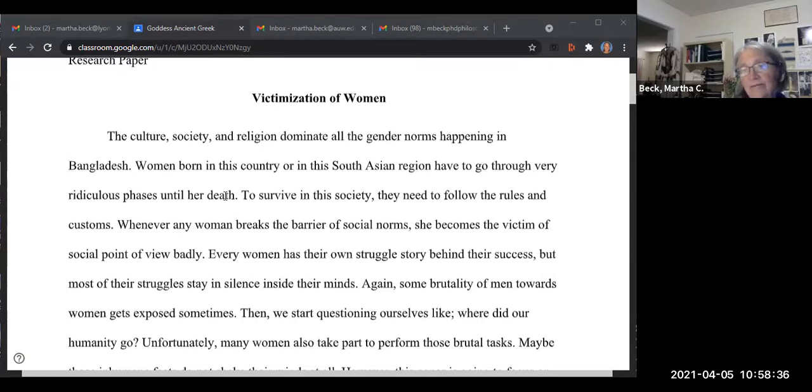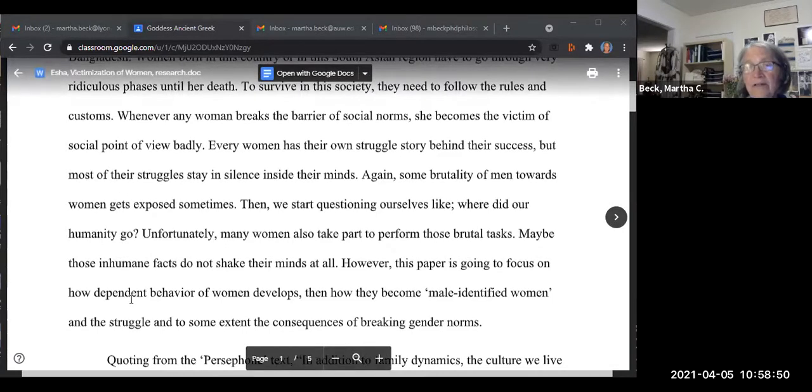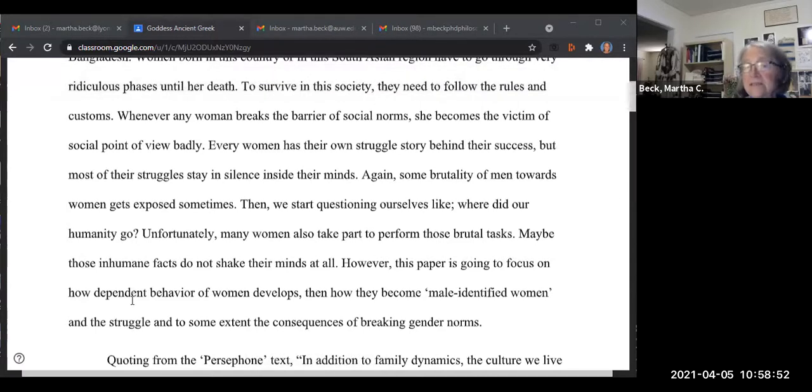This paper is going to discuss four aspects of patriarchy. First, how women are conditioned into dependent behavior. Two, how some women support that behavior and oppress other women, or how women oppress each other to please men in patriarchy.